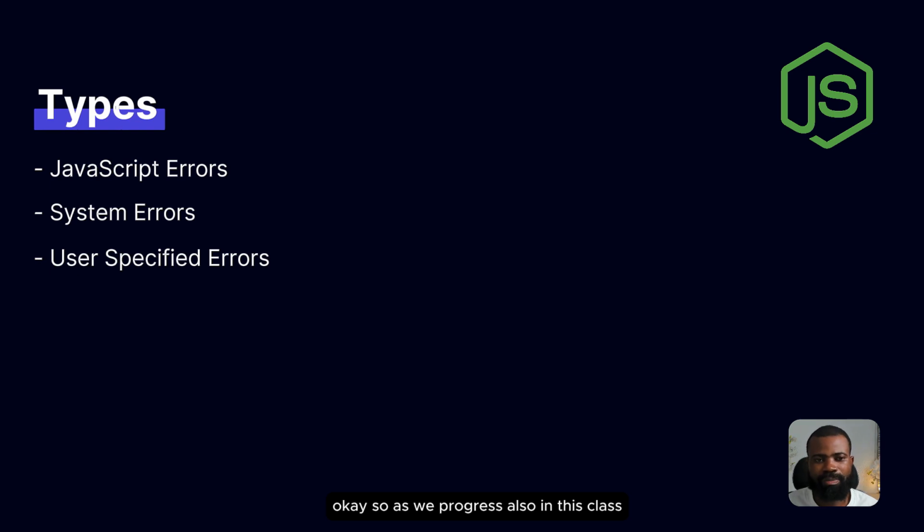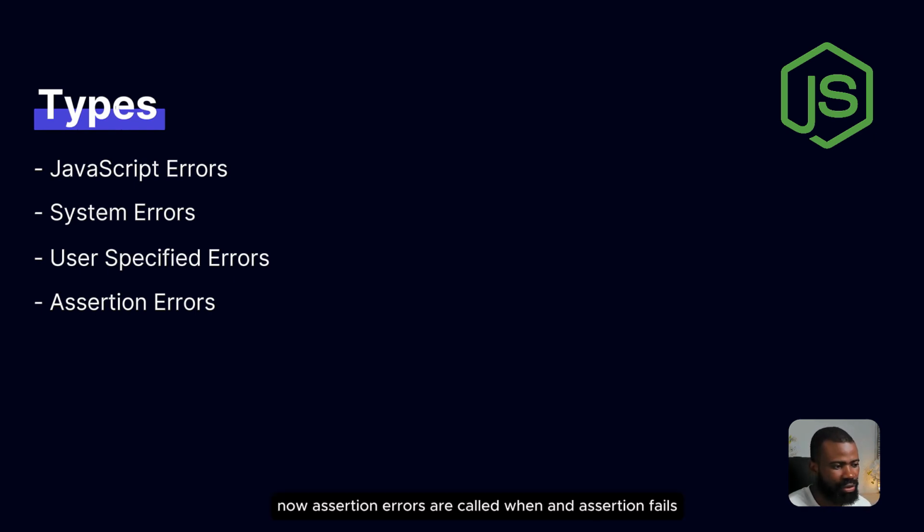Okay, so as we progress in this class, I'm going to show you how to create a custom error and how to throw a custom error in your application. So moving on, we have the assertion errors. Assertion errors occur when an assertion fails, indicating that an expected condition is not met.